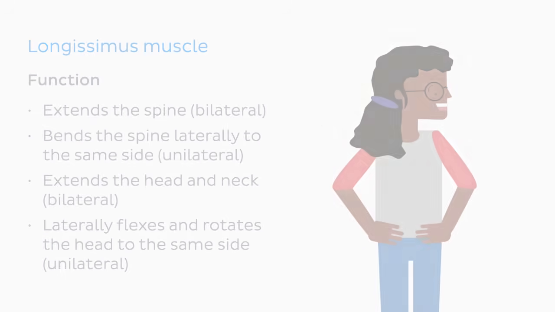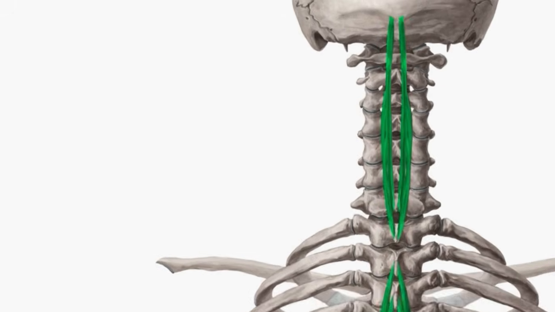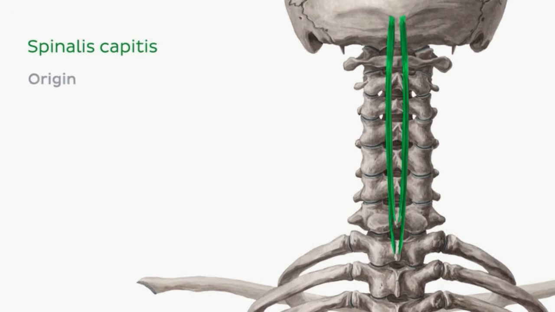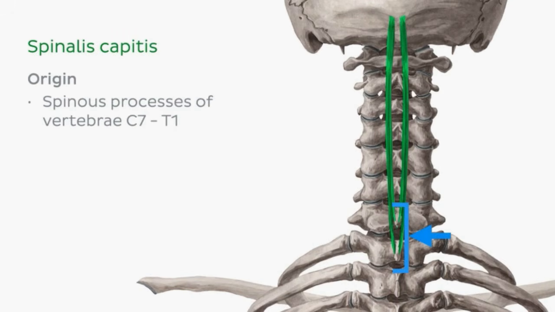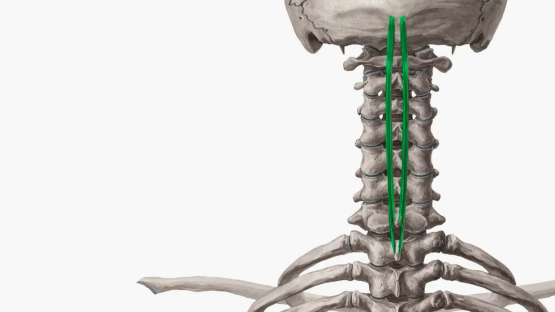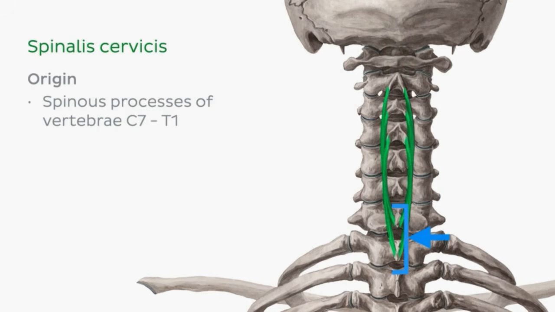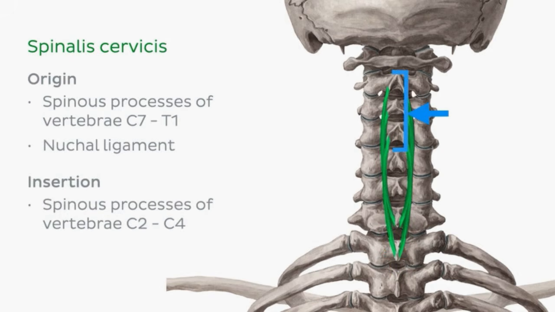The last muscle of the erector spinae is the spinalis muscle, and there are 3 parts to this muscle. The superior part of this muscle is the spinalis capitis, which has its origins on the spinous processes of C7 to T1 vertebrae and inserts on the occipital bone at the midline. The middle part of the muscle is the spinalis cervicis, which has its origins on the spinous processes of vertebrae C7 to T1 as well as the nuchal ligament. It inserts superiorly on the spinous processes of vertebrae C2 to C4.